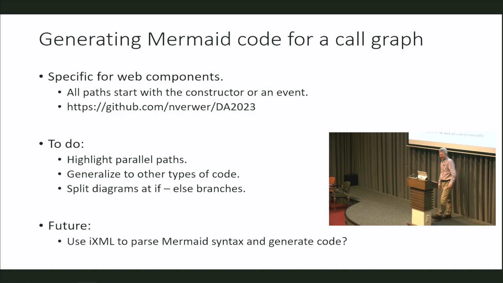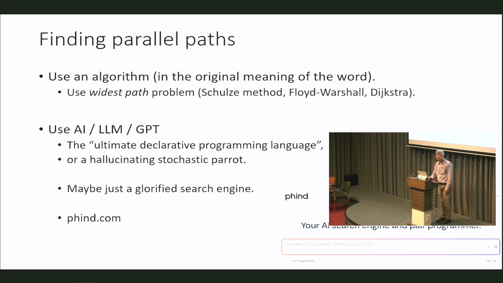Here's this future thing I briefly referred to, maybe to use IXML to parse Mermaid syntax and generate code from that. Or parse the diagram and then let the computer figure out where there are potential parallel code paths. That's a very good idea. How would we do that?